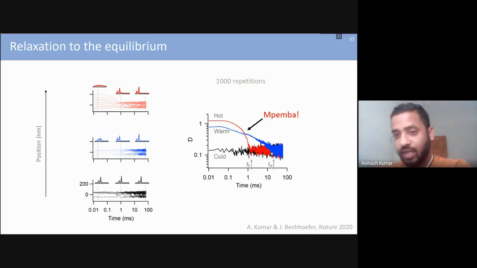So once you have this, then you can calculate the time at which these systems reach the equilibrium. So for example, the hot system reaches it at this time T_H and this one is T_W. And now we can see the effect of the initial temperature of the system on these equilibration times.